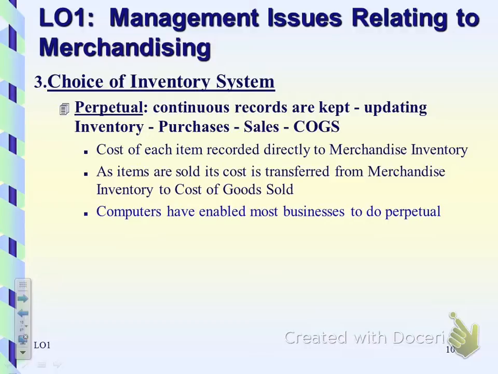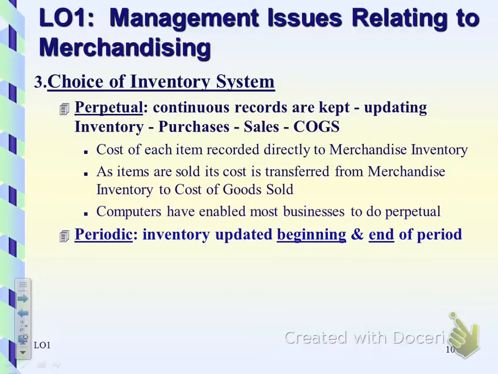Obviously computers have enabled most of us to do the perpetual inventory. The second form of inventory system is the periodic inventory system. With the periodic inventory system, the primary difference is that we're updating the inventory balances at the beginning and the end of the accounting period. And that's it. So technically speaking, our cost of goods sold and our inventory values are a little bit off every day until we do those updates at the end of the accounting period. So there's a little lag there.